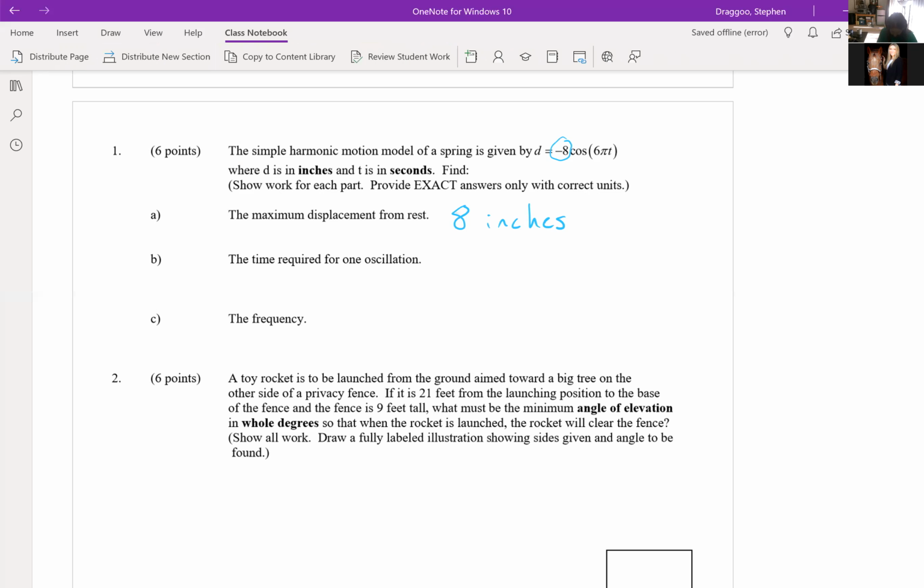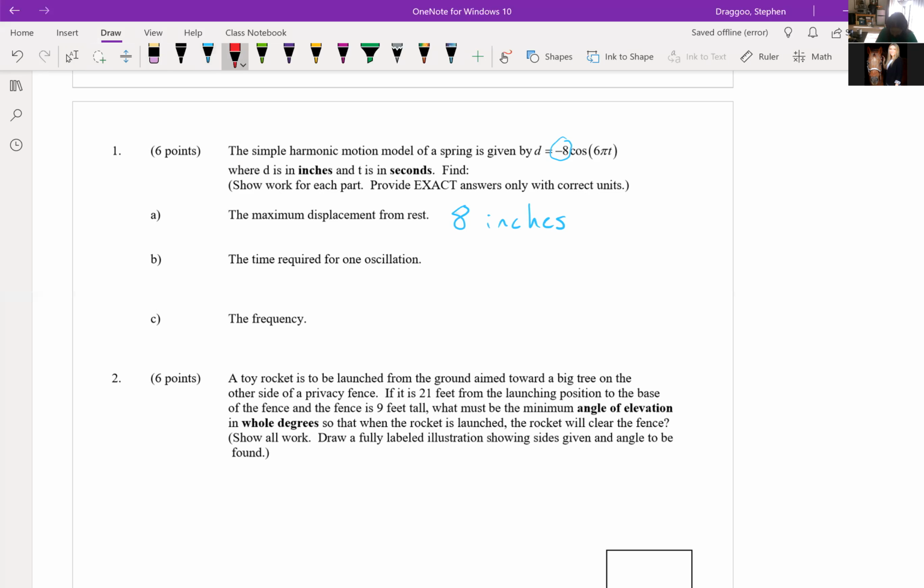Next, I want the time required for one oscillation, which means I need the period. So 2 pi divided by 6 pi is 1/3. So the time required for one oscillation should be 1/3 of a second. Or 1/3 seconds, I guess. I think it's still plural. And then I want the frequency.